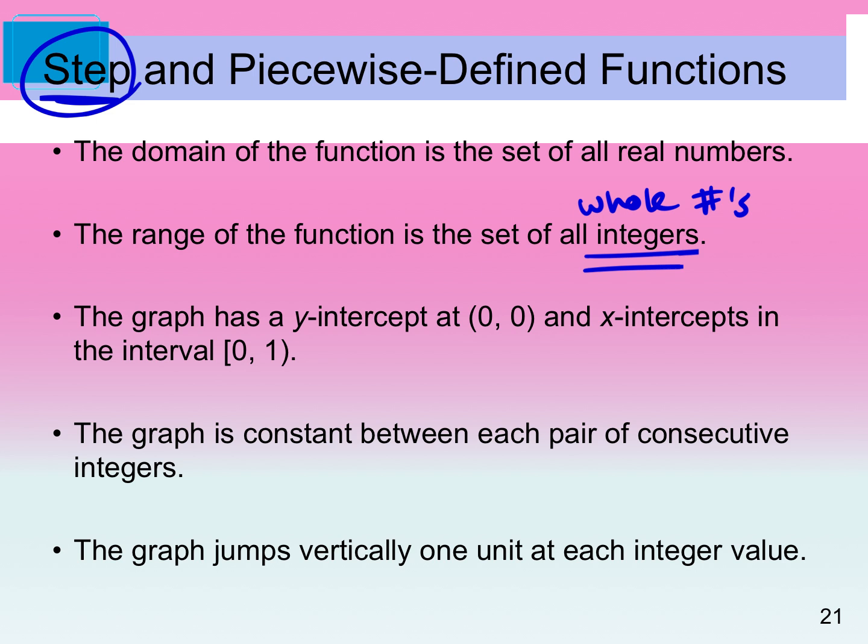Our parent function, the others just talk about the parent function. So the parent function has a y-intercept at (0, 0), and x-intercepts in the interval of [0, 1]. So this is just for the parent function. These last three will change if you have transformations happening to it.